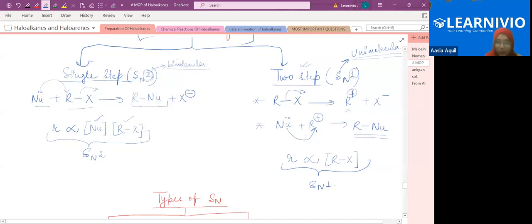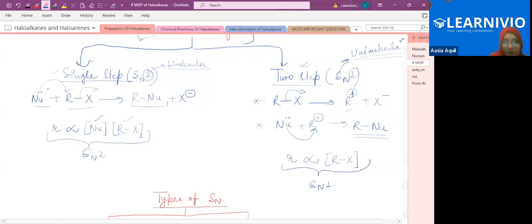So basically, what are SN2 reactions? They are single step reactions. The breaking of the old bond and the formation of the new bond happen in the same step, one single step. That's why it is known as the SN2 type of reaction.